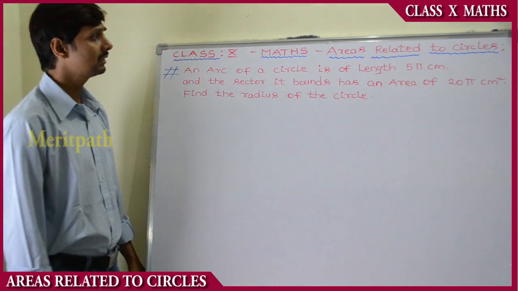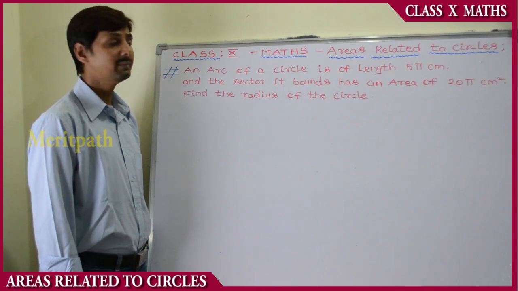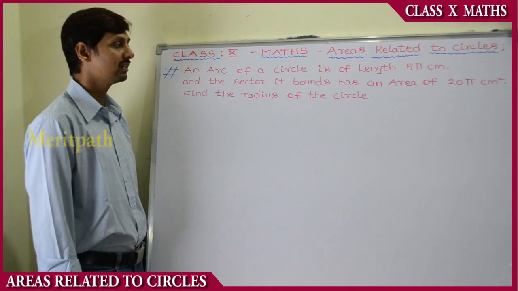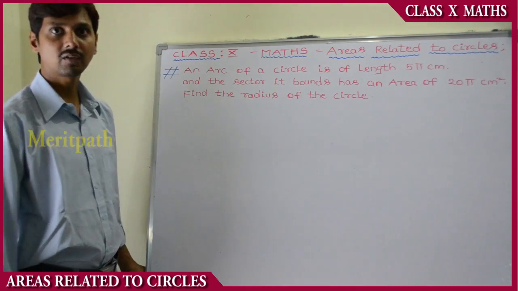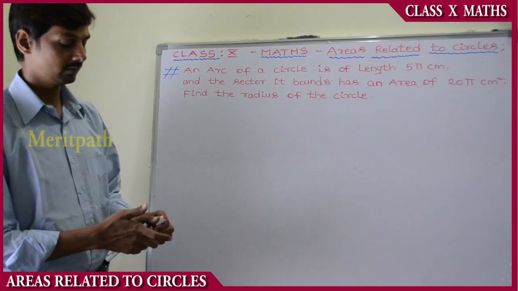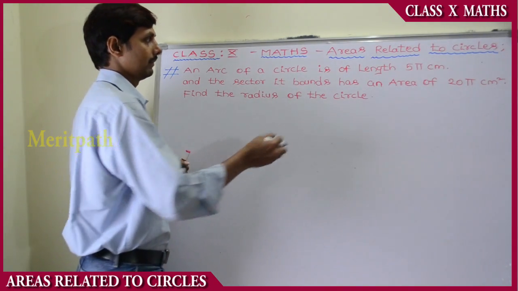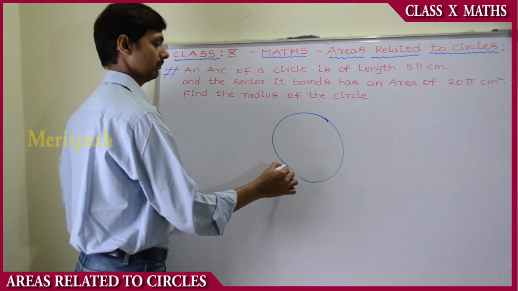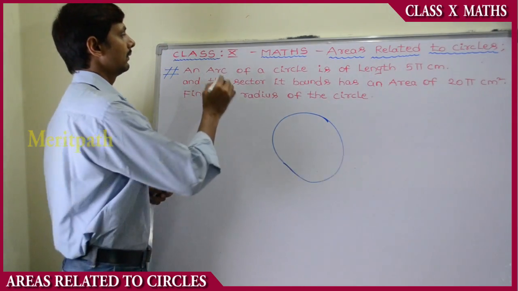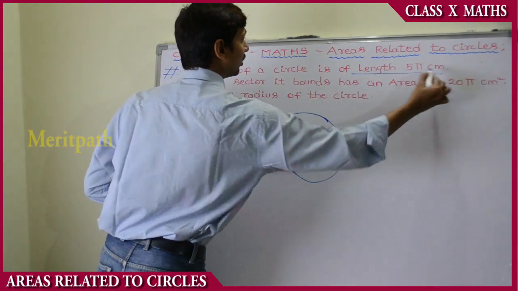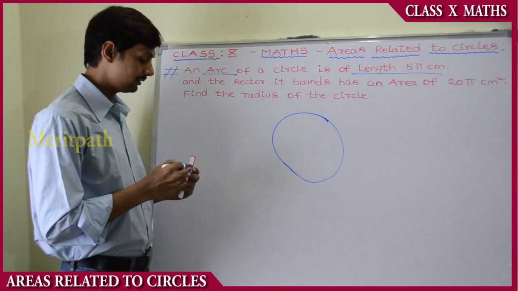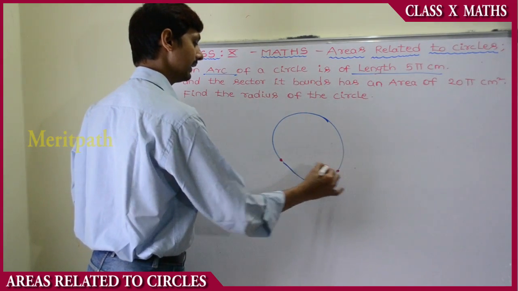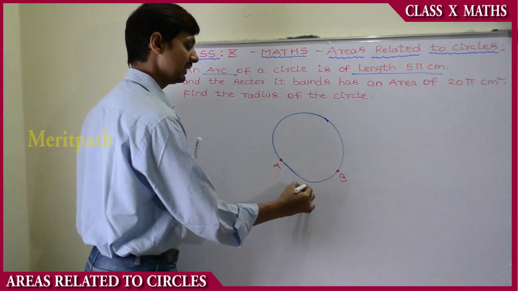An arc of a circle has a length of 5 pi centimeters, and the sector it bounds has an area of 20 pi centimeters square. Then find the radius of the circle. It's given that the arc of the circle has a length of 5 pi centimeters.